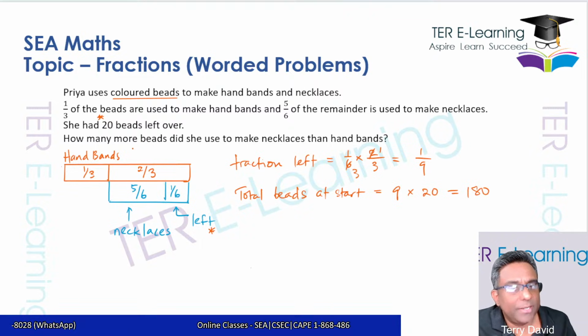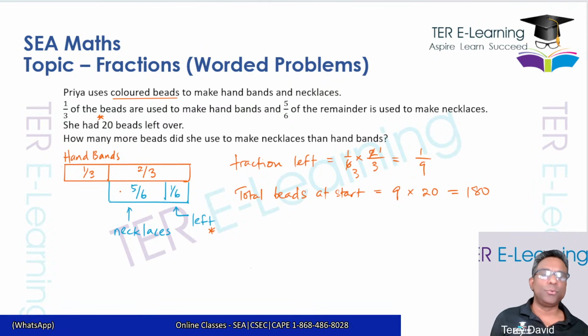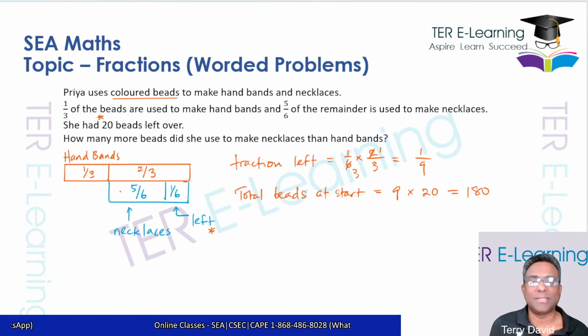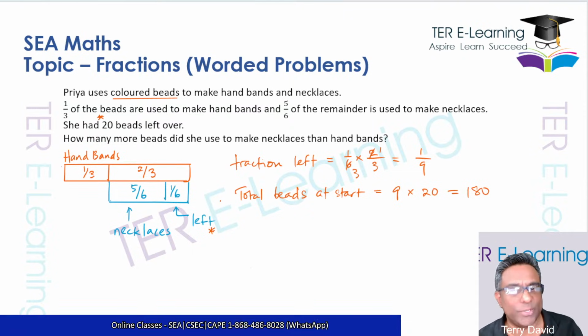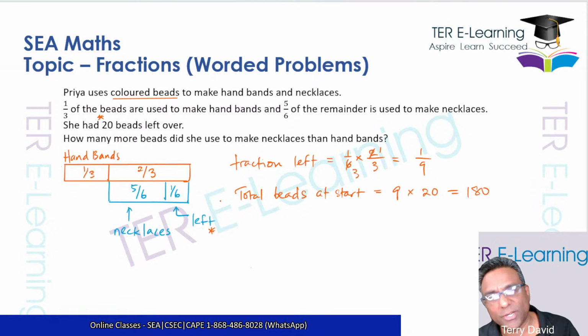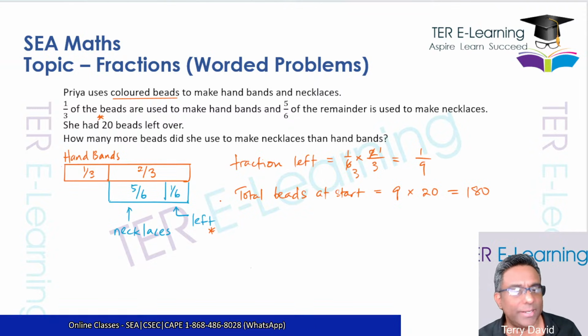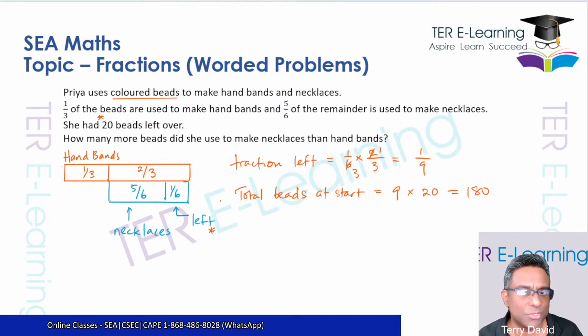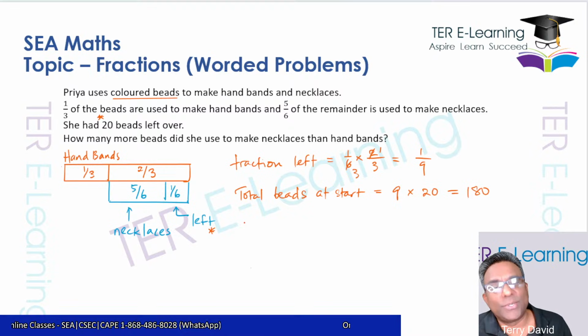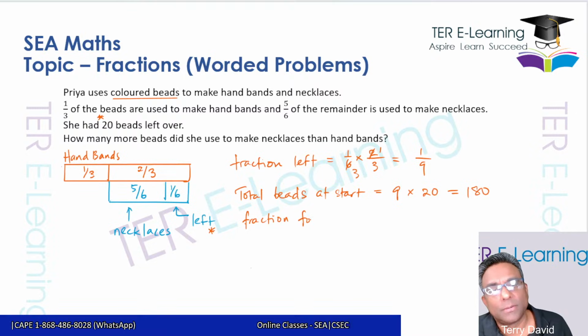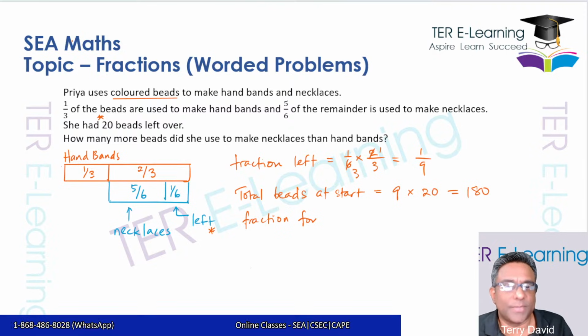Now we want to work out how many more beads she used to make the necklaces than headbands. Now there are 2 ways we can do this. We can work out the number of beads that we use to make the headbands, and the number of beads that we use to make the necklaces, and then we just subtract those 2 answers. That's one way you can go. Or you can do it like this as well. Actually, you know what? Yeah, I'll do it like this.